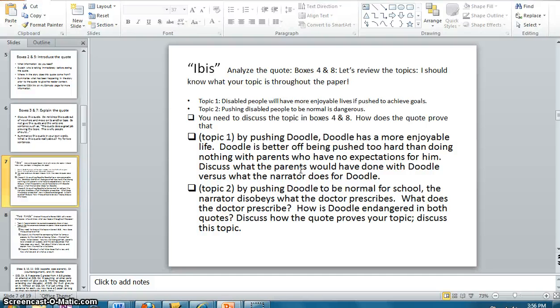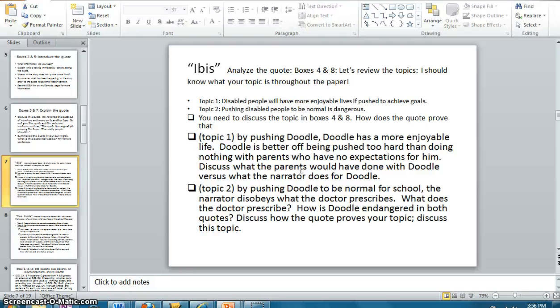So you gave your quote, you have to discuss. Then the parents are not doing anything with Doodle. Explain what exactly in the story led you to that conclusion. What does the narrator do for Doodle? You have to talk about that. Why is Doodle better off with the narrator than with the parents doing nothing? What do the parents do? What do they not do? What does the narrator do? Why is it a good idea? And then topic 2, the opposite.